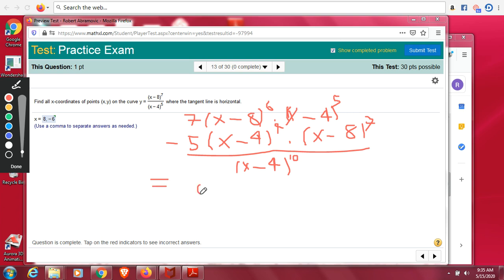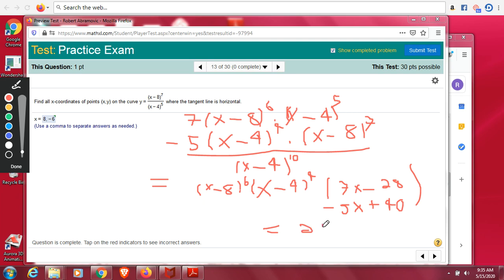So what do we end up with if we factor out (x minus 8) to the 6th? Well, we can factor out (x minus 8) to the 6th, and also (x minus 4) to the 4th. We end up with 7x minus 28, minus 5x plus 40. So we're left with 2x plus 12, right? Negative 28 plus 40 is positive 12.